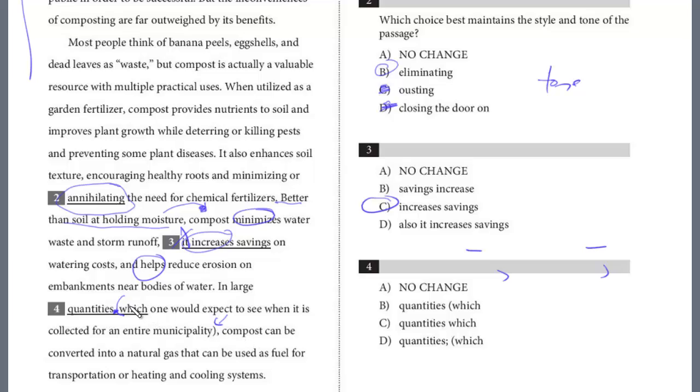And you can always read it without the parentheses, or whatever the punctuation, and then make sure it still links the clause. In large quantities, compost can be converted into natural gas. Totally works. And so the answer here is B.